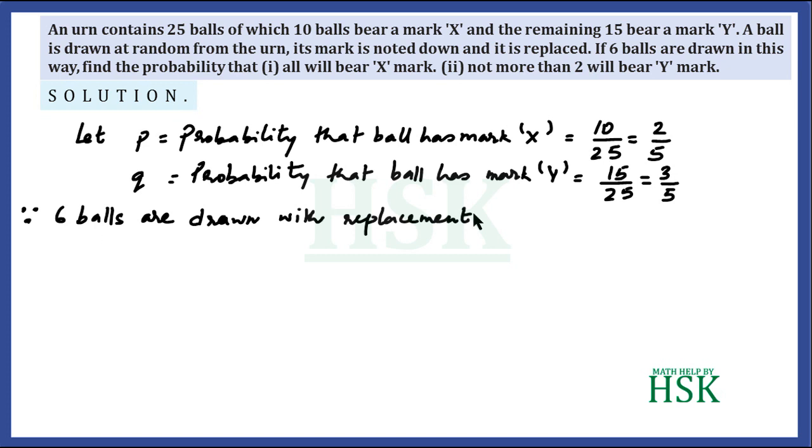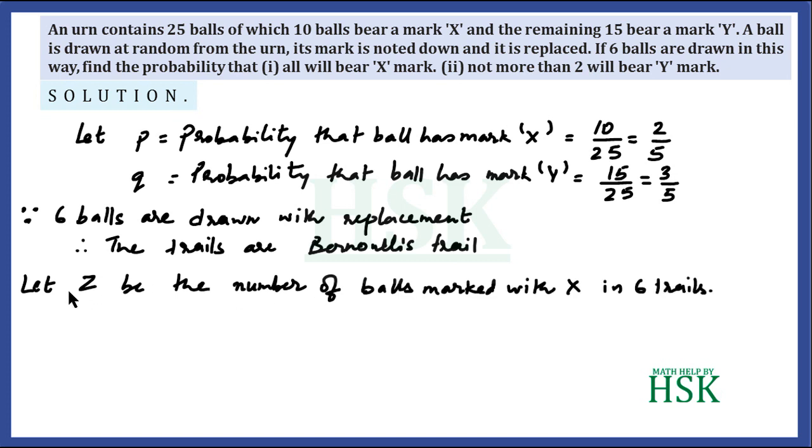Now 6 balls are drawn with replacement, therefore the trials are Bernoulli's trials, and let Z be the number of balls marked with X in 6 trials. Okay, now as we are drawing 6 balls with replacement, the trials would be Bernoulli's trials, because if selecting a ball with mark X is a success, then selecting a ball which is not going to have a mark X would be a failure. So if P is the probability of success, then Q, the case in which a ball having mark Y has been selected, is the probability of a failure.